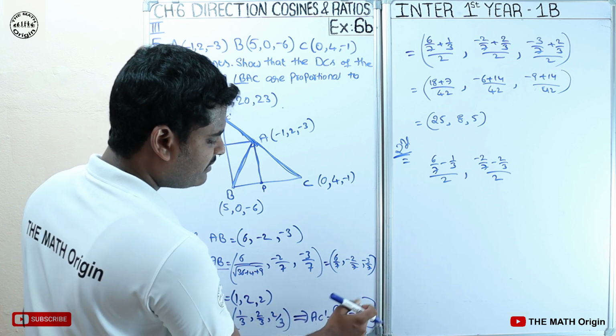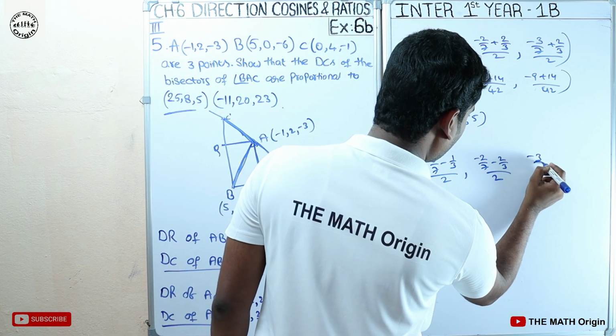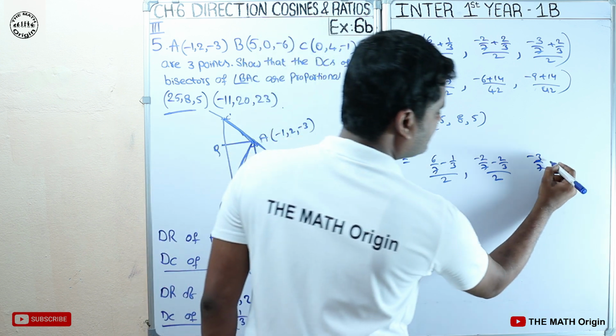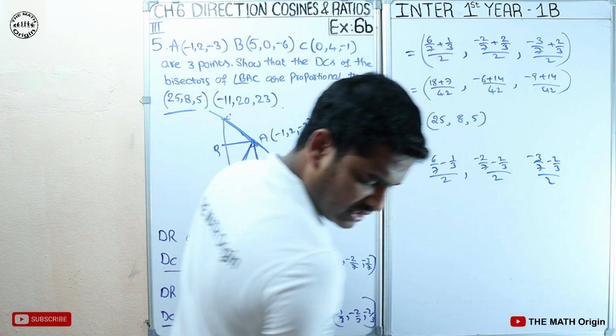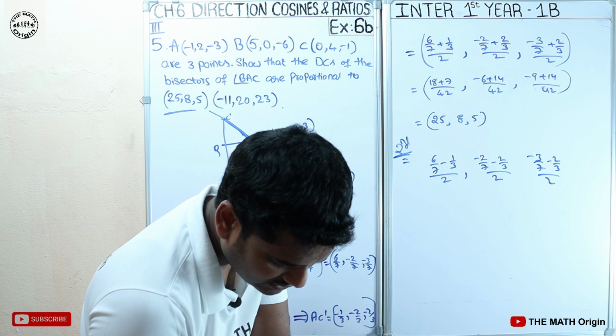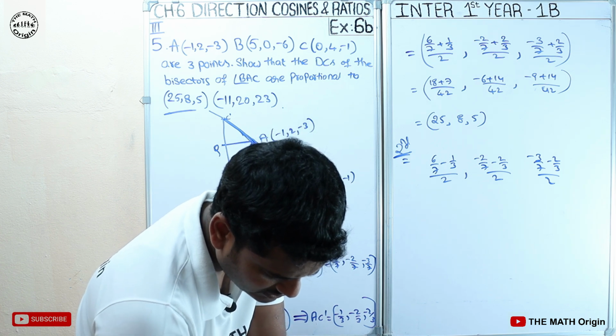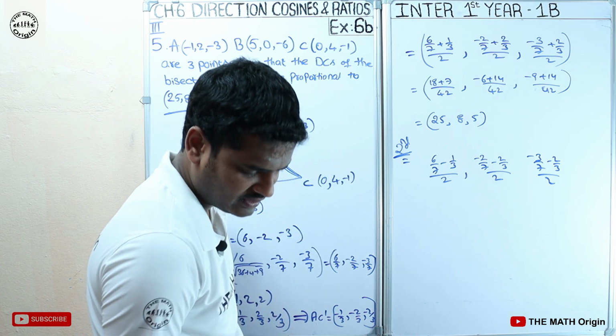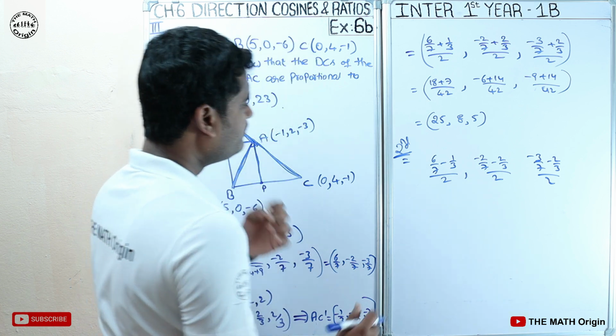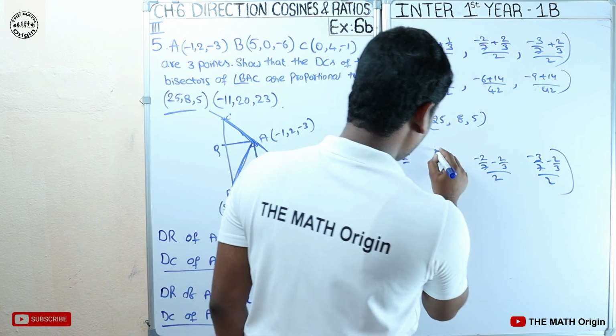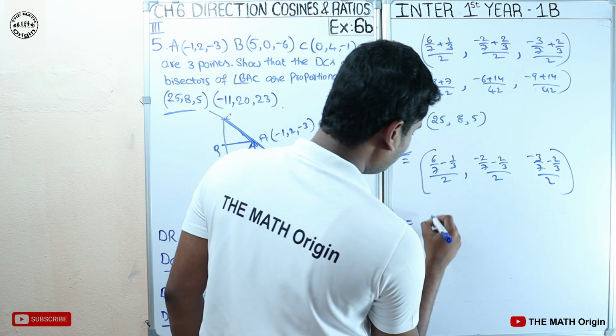Next, minus 3 by 7, minus 3 by 7, minus 2 by 3 by 2. Okay, let's verify the values here: minus 2 by 3, minus 2 by 7. Okay, that's fine. Now we got these values. From this, let's take simplification.